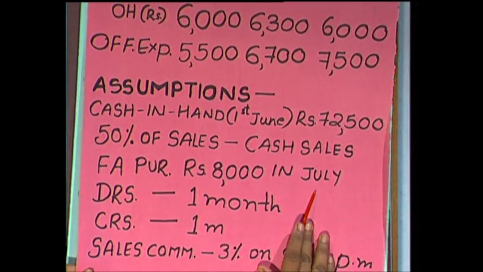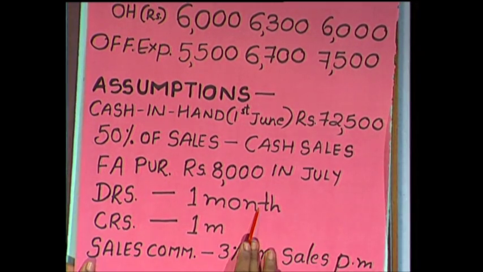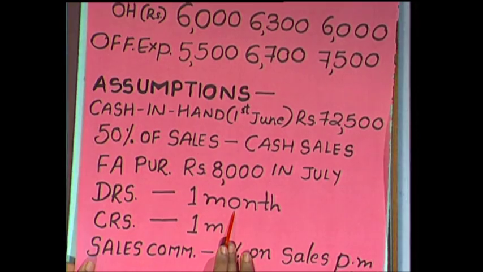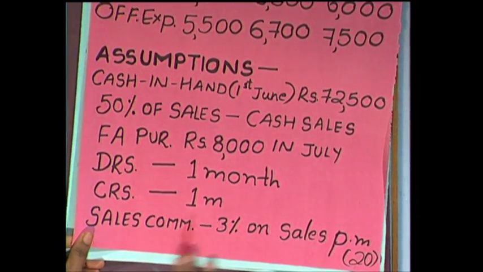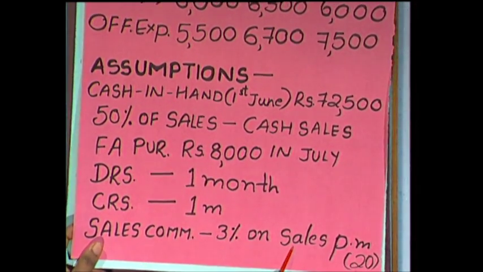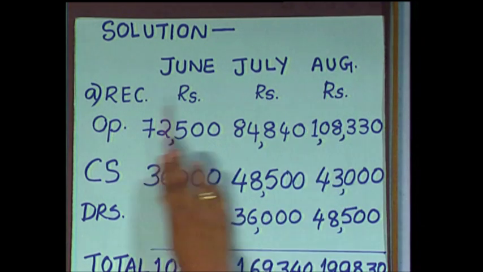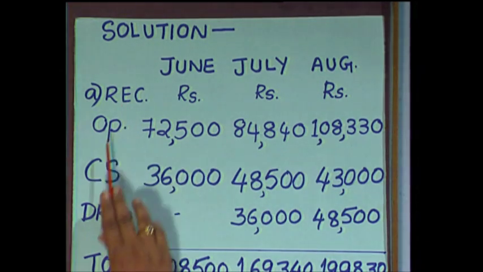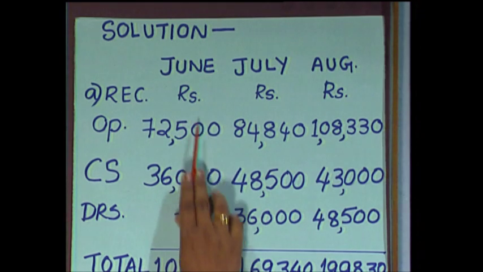Fixed assets are purchased in the month of July. Debtors, when you sell goods on credit basis, you are going to give a period of 1 month credit, and creditors 1 month. Sales commission is 3% on sales. From this problem, let us see how to prepare the cash budget. First, we will talk about the receipts. For 3 months, in the receipts, you have opening cash balance, you are going to start with the opening cash balance for the month of June.